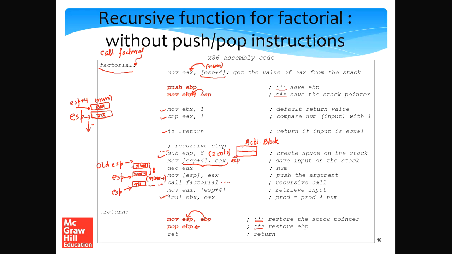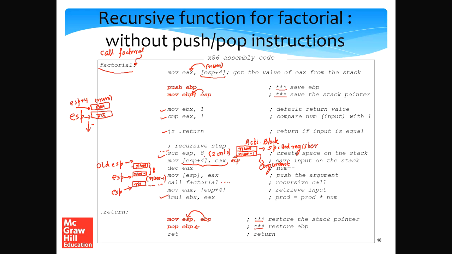One of them is used for register spilling. So we are spilling the value of EAX, which essentially contains the original number. The other one is being used to pass an argument to the next function that will be called. So this has num minus 1, right? Only two things in the activation block: this is a spilled register, and this is an argument for the next function that we are calling.